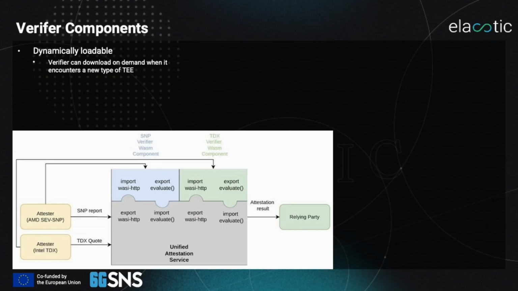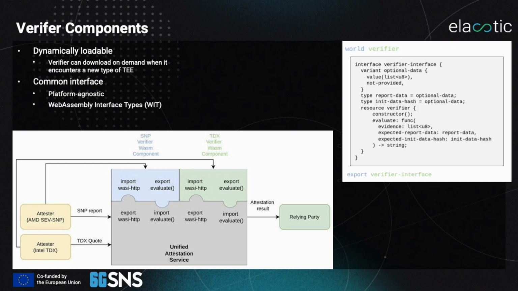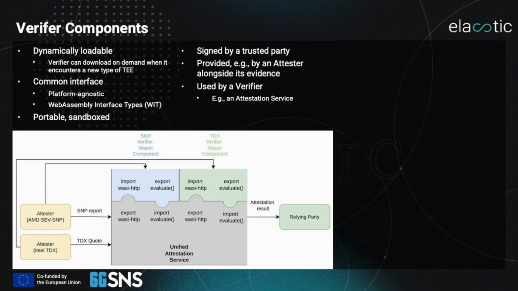Our verification components in this solution are dynamically loadable, so when a verifier encounters a new type of TE, it can download and instantiate a corresponding component on demand. The components share a common platform-agnostic interface based on WebAssembly interface types, and thanks to WebAssembly, the components are portable and sandboxed. The components are signed by a trust party that can be provided by an attester alongside its evidence, and then used by a verifier such as a TE attestation service.